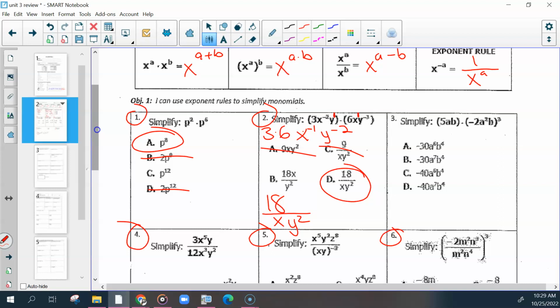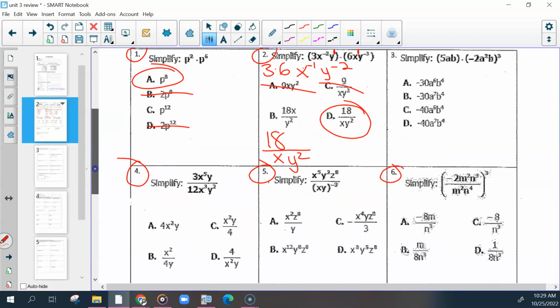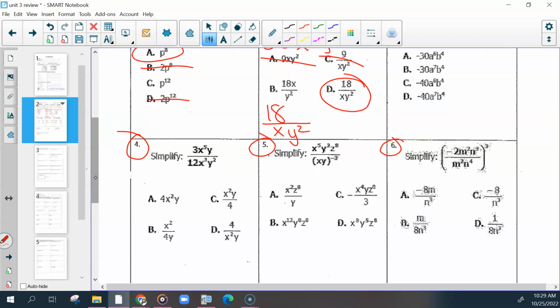Number 4, we are simplifying this. We have actual numbers, so we're going to divide or simplify them. 3 over 12 would simplify to be what? 1/4. And then we're subtracting our exponents. What would those 2 new exponents become?